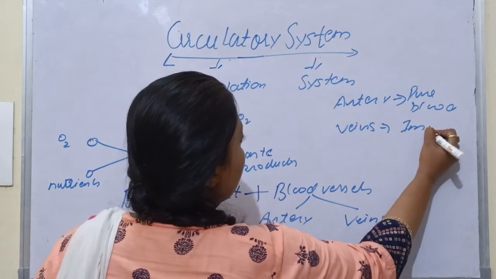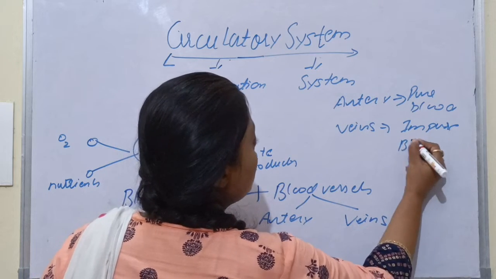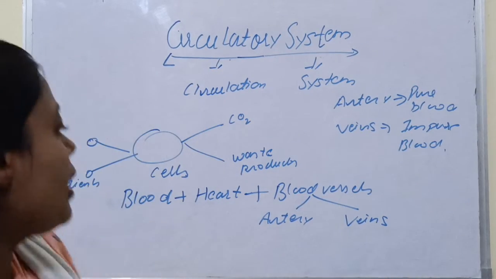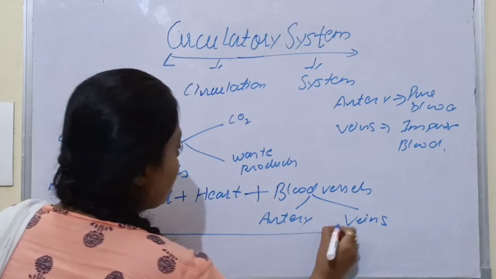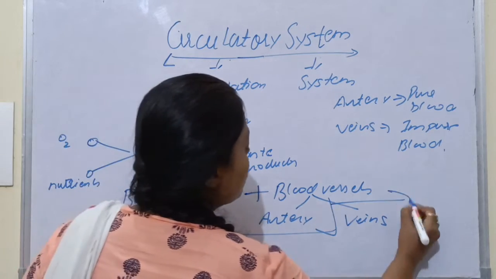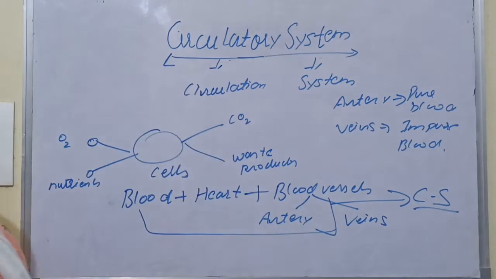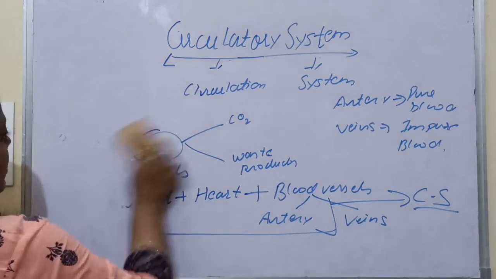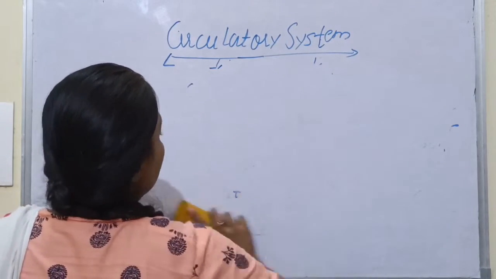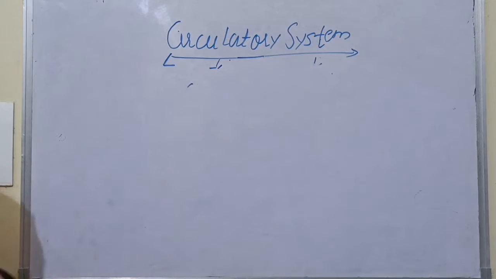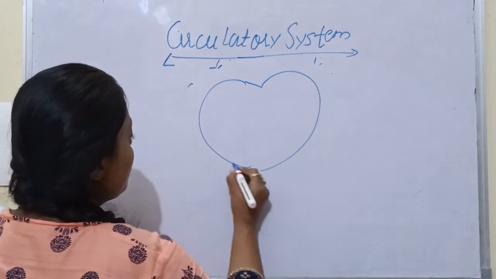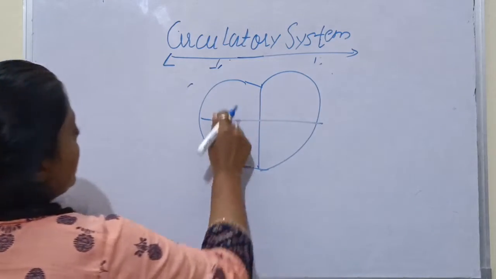Okay, impure blood. Now we will see a general layout of the structure of the heart. All these three, blood, heart and blood vessels, make the circulatory system. Now we will see the general structure of the heart. Our heart consists of four chambers: 1, 2, 3 and 4.